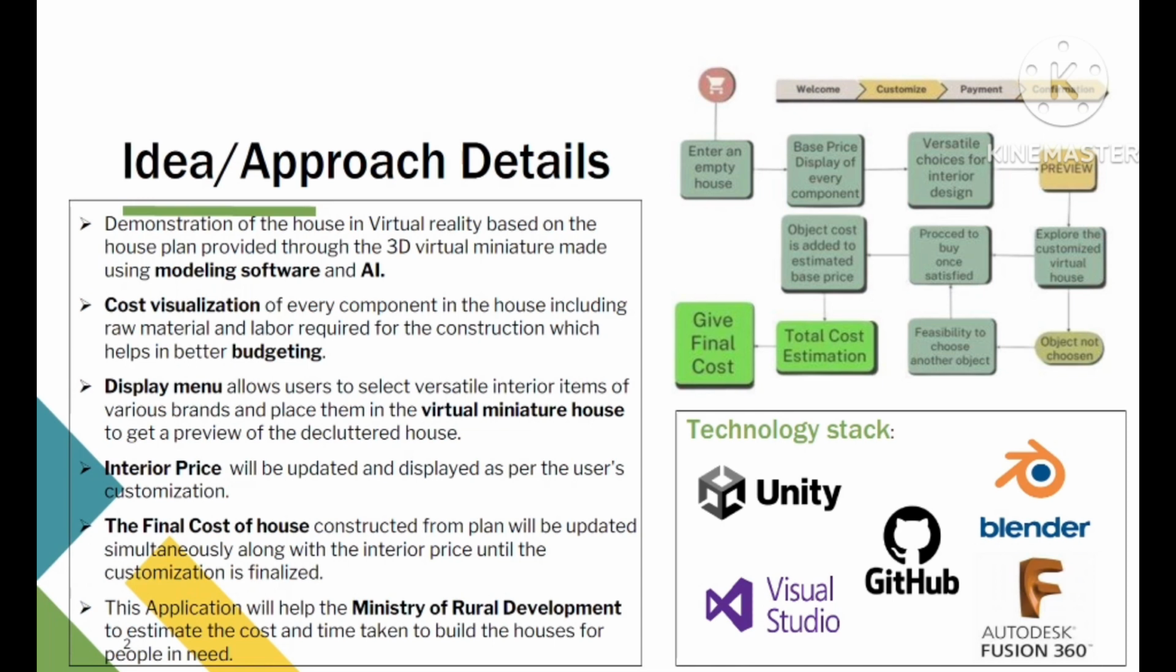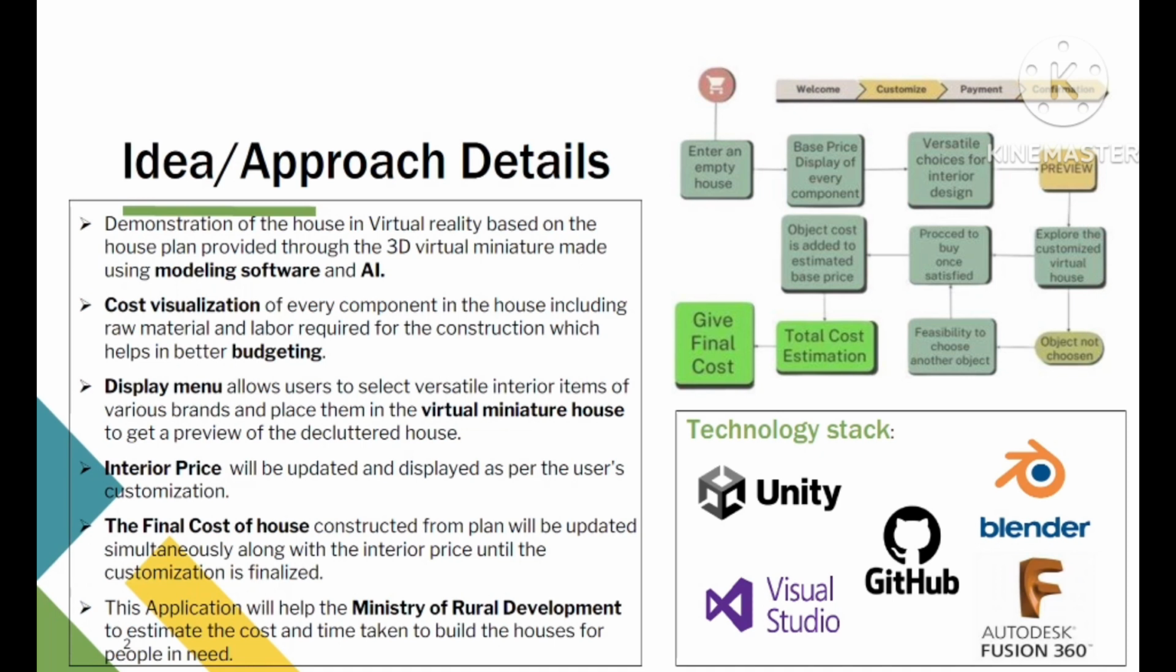Now he will enter into the house and he will be having a menu which he can access anywhere anytime. So this menu will contain versatile objects or versatile interior items of various brands. So now he can choose any item of his choice and place them wherever he wishes to, and the price will be displayed to him along. And once he is satisfied, he can add it to the cart and the price will be added dynamically to the interior items price. Now if he is not satisfied, then he can choose another item by reverting back to the previous step and do this as long as his satisfaction is reached.